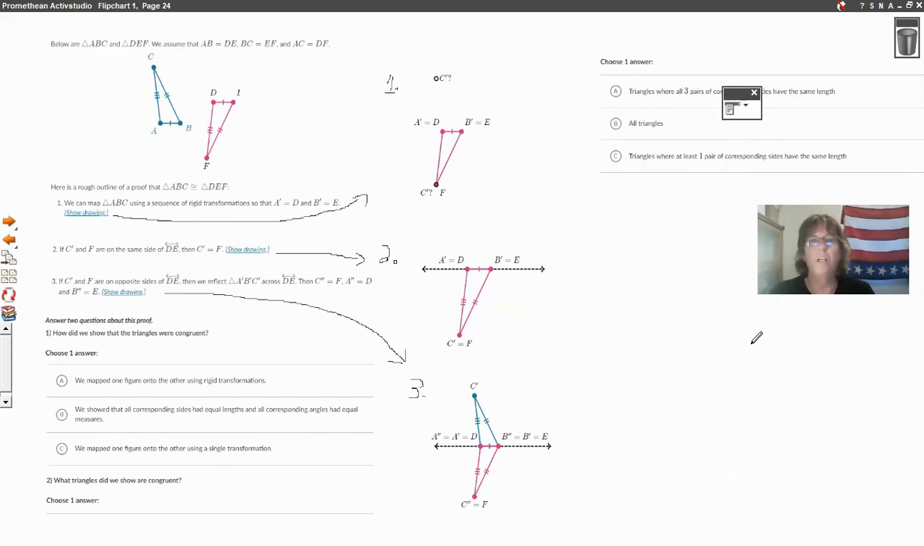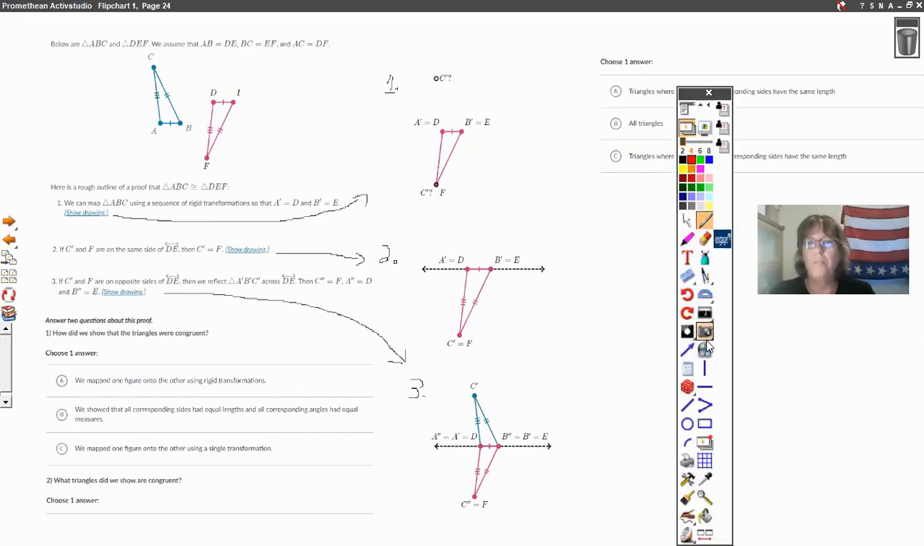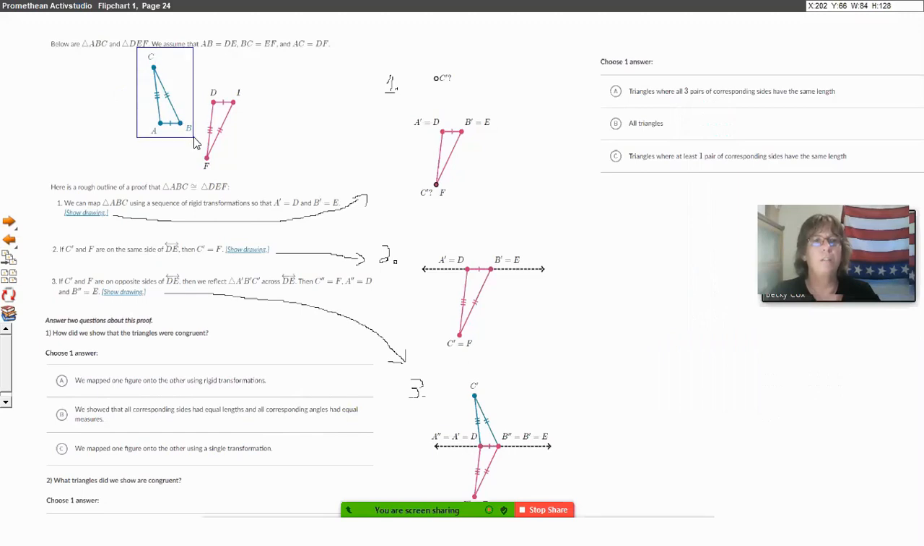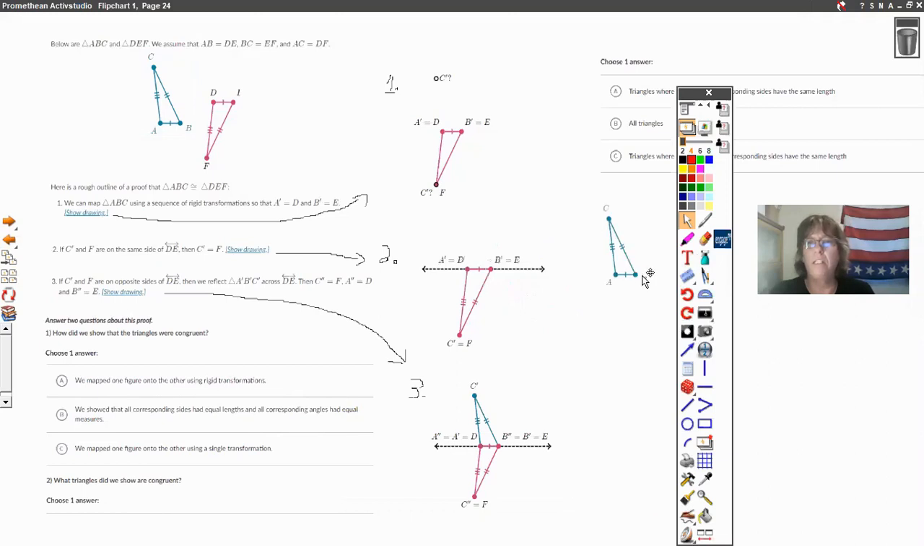All right, and so they said we can map ABC using a sequence of rigid transformations so that A prime is equal to D and B prime is equal to E. So what they're going to do, and let me show you what they did here. I'm going to take a picture of triangle ABC, okay? And I'm going to put it right here. And then I'm going to say, okay, look, this is A prime, this is B prime, and this is C prime, okay? So that we understand this is a different triangle. And we'll just put these together so I can move this as an entire thing, okay?